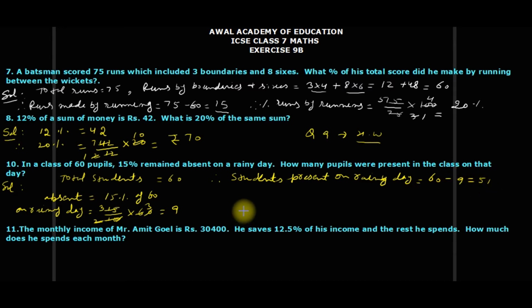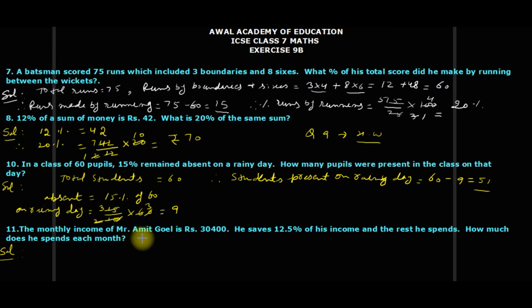Right? Now we have to find out the percentage of this. How many pupils were present? No percent, total. So 51 pupils were present on that day. Right? Now we will move on to question 11.